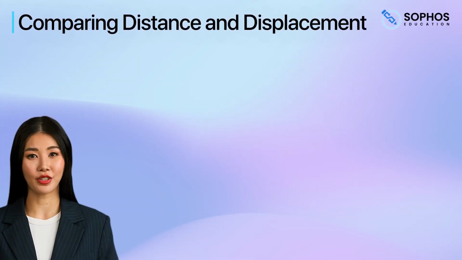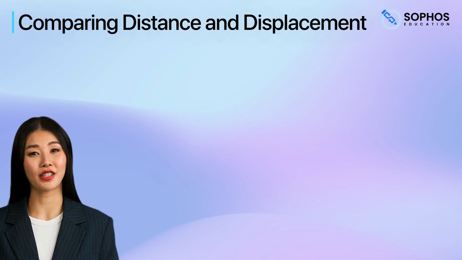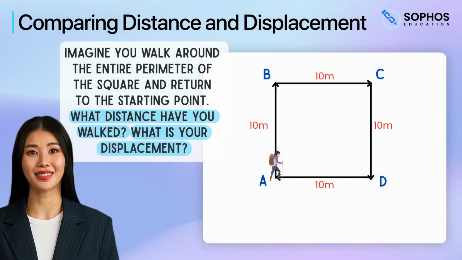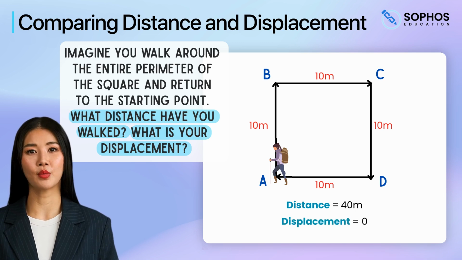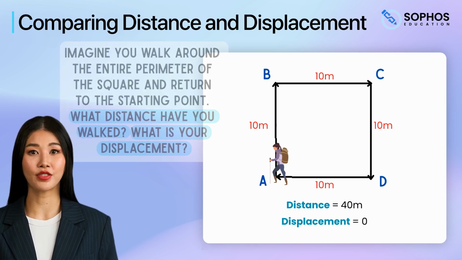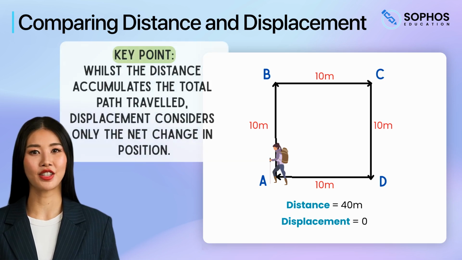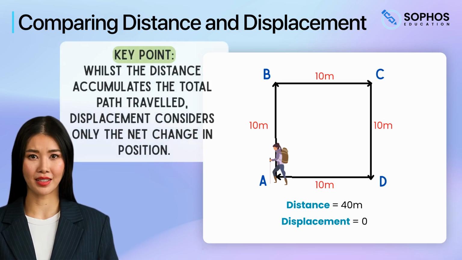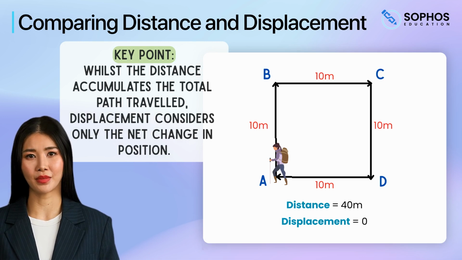To make the distinction between distance and displacement that much clearer, imagine you walk around the entire perimeter of the square and return to the starting point. You've covered a distance of 40 meters, but your displacement is 0. Why? Because your starting point and ending point are the same, there is no change in position. This illustrates a key point. While distance accumulates the total path traveled, displacement considers only the net change in position.